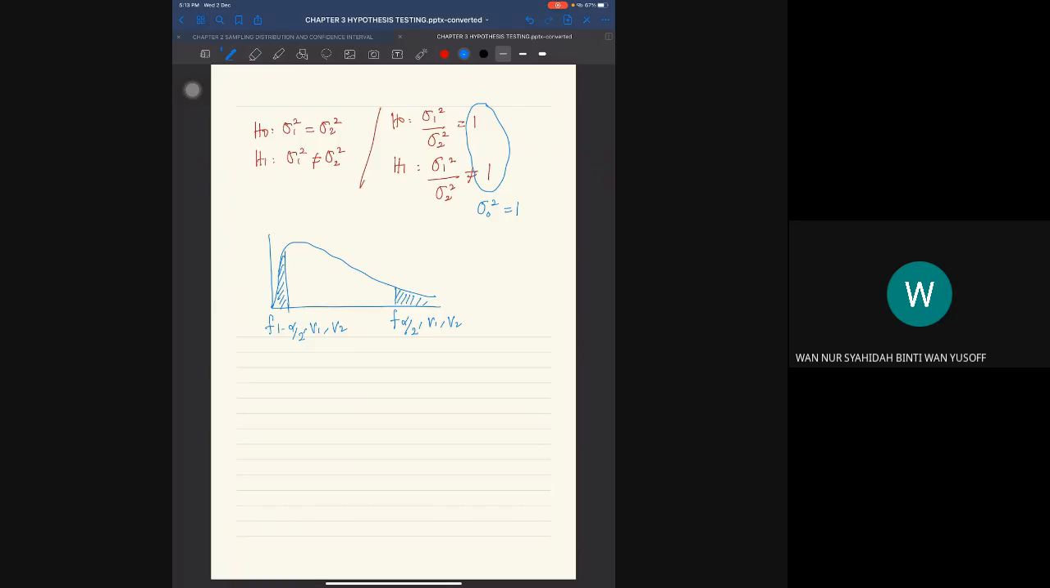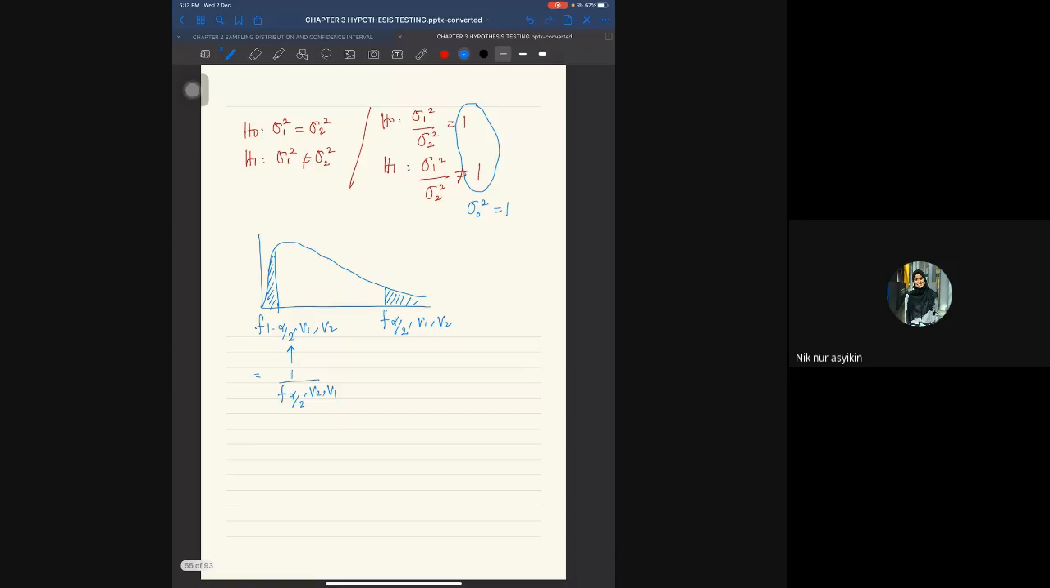As we know it is not in our statistical table, so we have to use the formula: F alpha over 2, nu 2, nu 1. Because we need nu 1, nu 2, then it should be nu 2, nu 1. Any questions so far? No, madam. Okay, so we go to the exercise here.